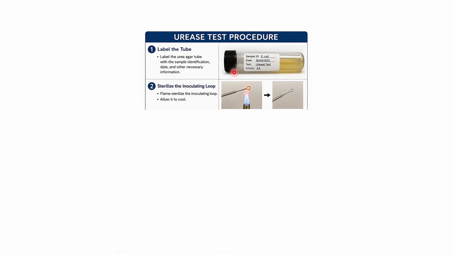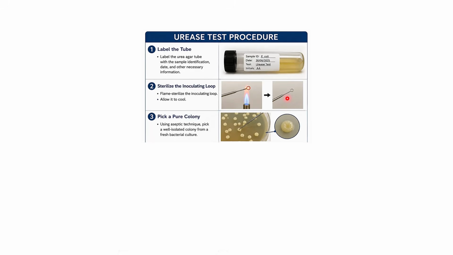The Urease test procedure, or step-by-step procedures involved in the Urease test. The first is to label the urea agar tube with the sample identification, the date, or other necessary information as shown here. 2 is to flame to sterilize the inoculating loop and allow it to cool. 3. Using aseptic techniques, pick a well-isolated colony from the fresh bacterial culture as shown here.